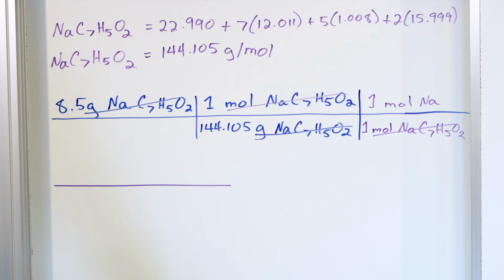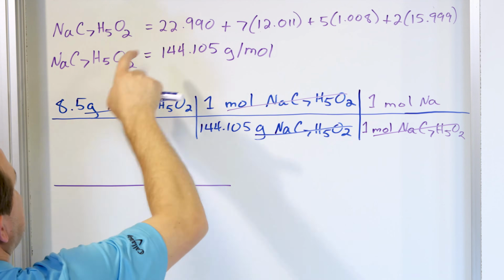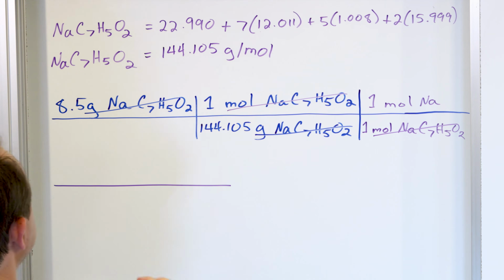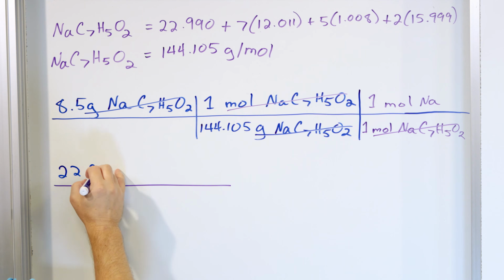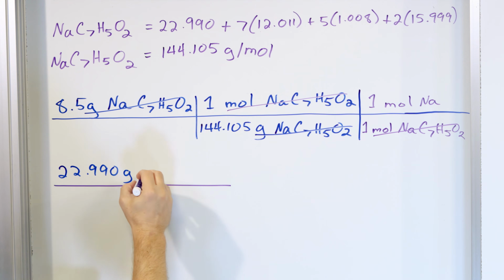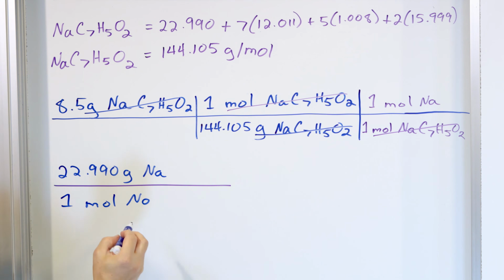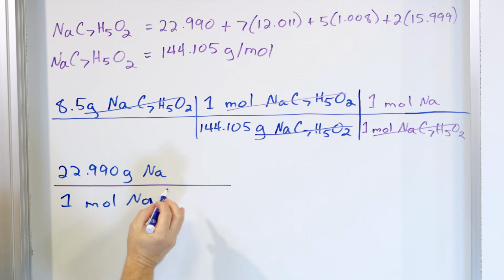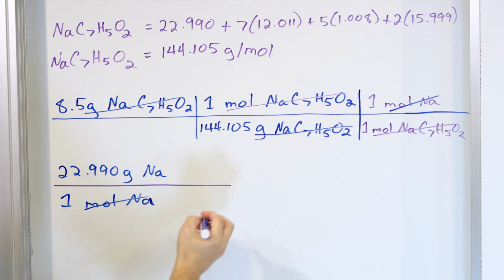And we need the molar mass of sodium. Now we can go back to the periodic table. It's the first number here, the 22.990 grams per mole. So what you want to write down is 22.990 grams of sodium in every 1 mole of sodium. Now you arrange it this way, because the moles of sodium will cancel with the moles of sodium, and you have grams of sodium on the top.